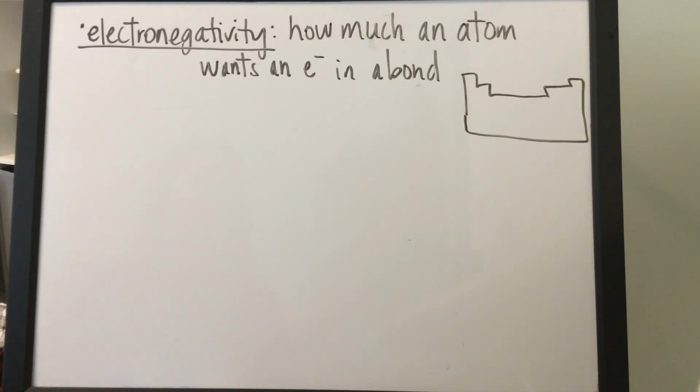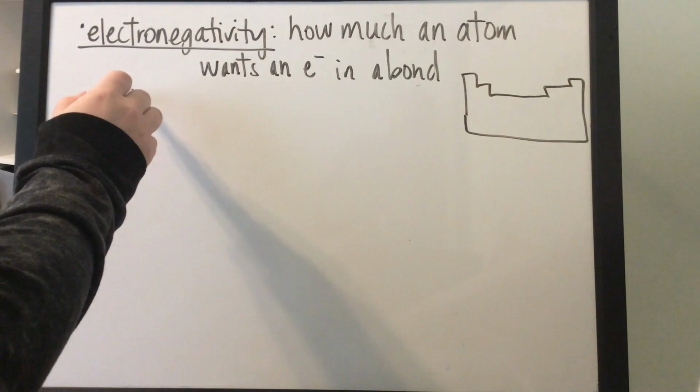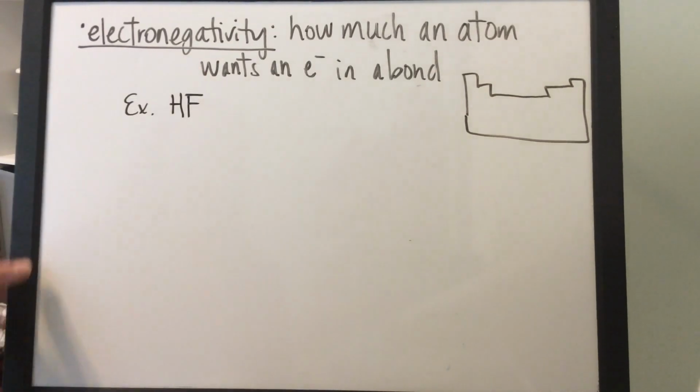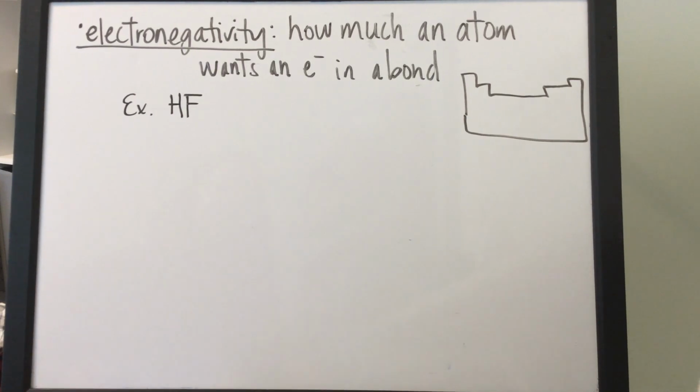Electronegativity is a fancy word for how much an atom wants an electron when it's in a bond, when it's in a covalent bond. For example, we might have the compound HF. The question here is, who wants the electron more when those two atoms are connected together, hydrogen or fluorine?